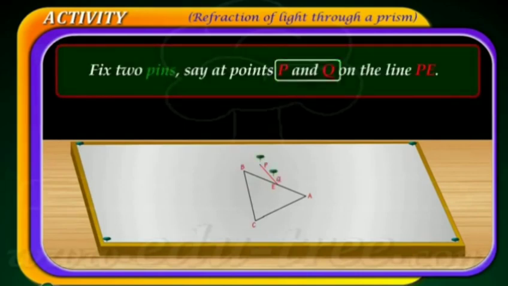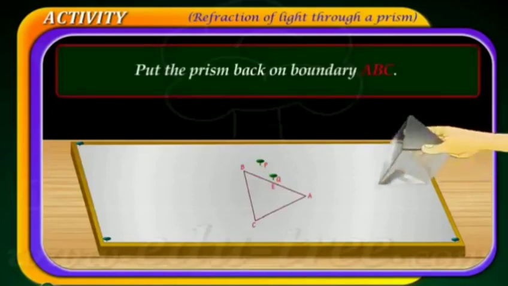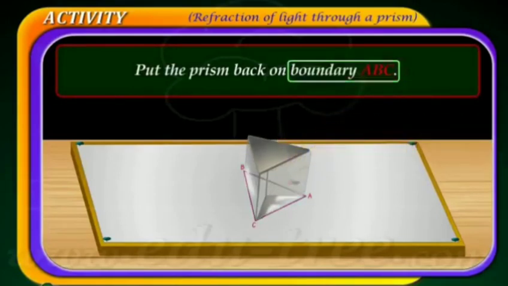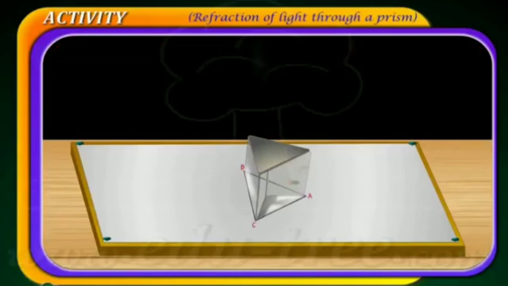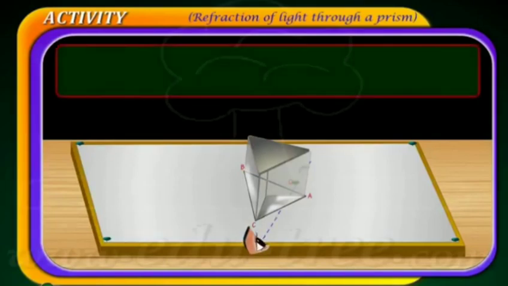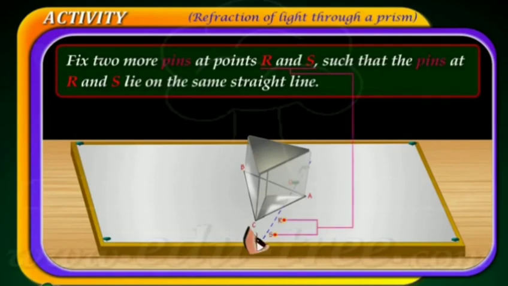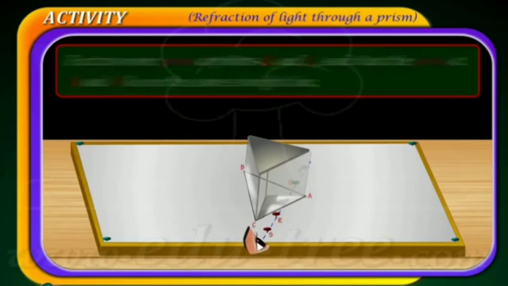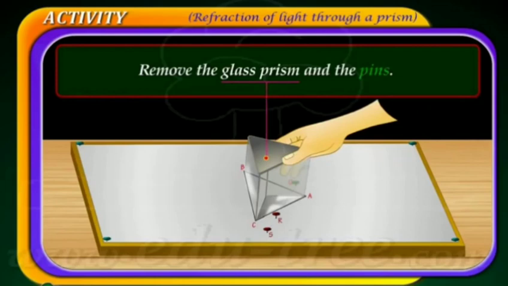Fix two pins, say at points P and Q, on the line PE. Put the prism back on boundary ABC. Look for the images of the pins fixed at P and Q through the other face. Fix two more pins at points R and S, such that the pins at R and S lie on the same straight line. Remove the glass prism and the pins.